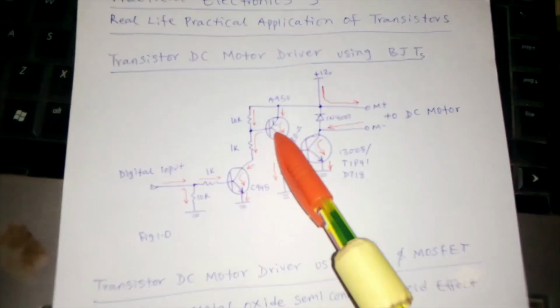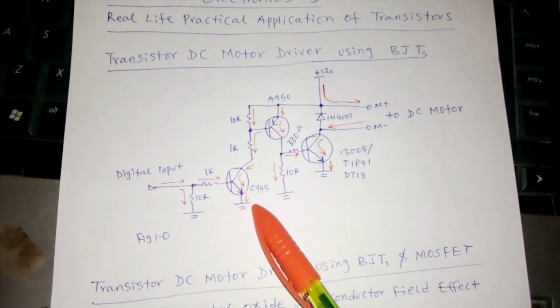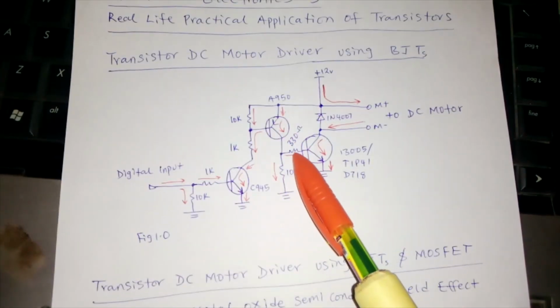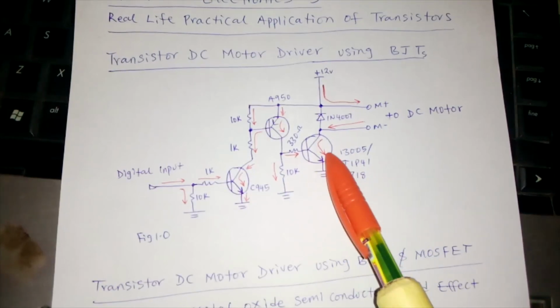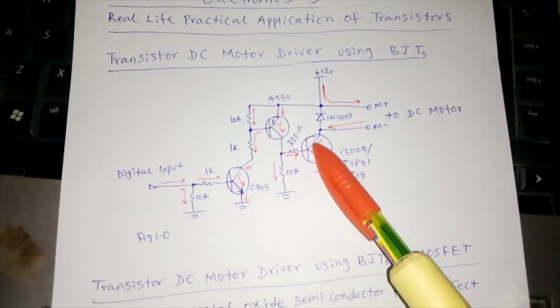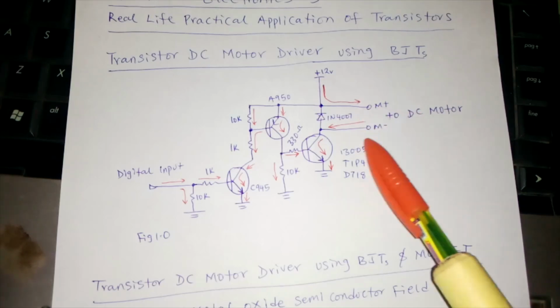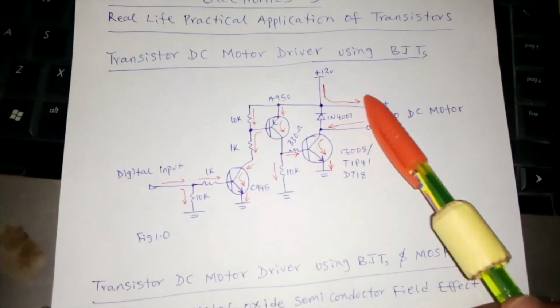But this transistor now is pulling the base of this to ground, to 0 volts. So this transistor will conduct and bring out some voltage, and then it will turn on this transistor here, which is driving the DC motor. So you see, that's how the entire circuit works.